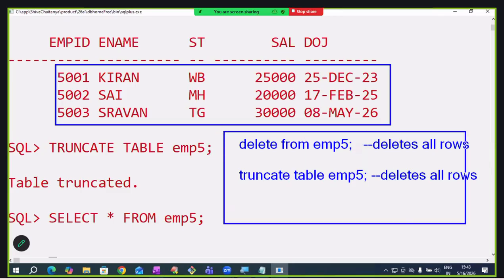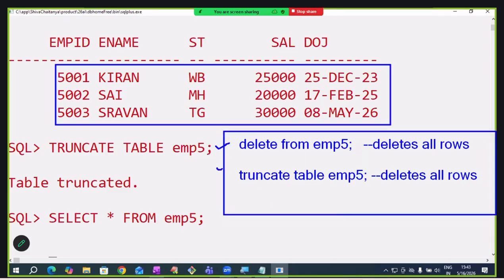Then what are the differences between delete and truncate? This interview question, sir. Do you know SQL commands or not? To test that, they ask this question. Do you know SQL basic knowledge or not? To test that, they ask this kind of questions. Delete from EMP5 means deletes all rows. Truncate table EMP5 means deletes all rows.